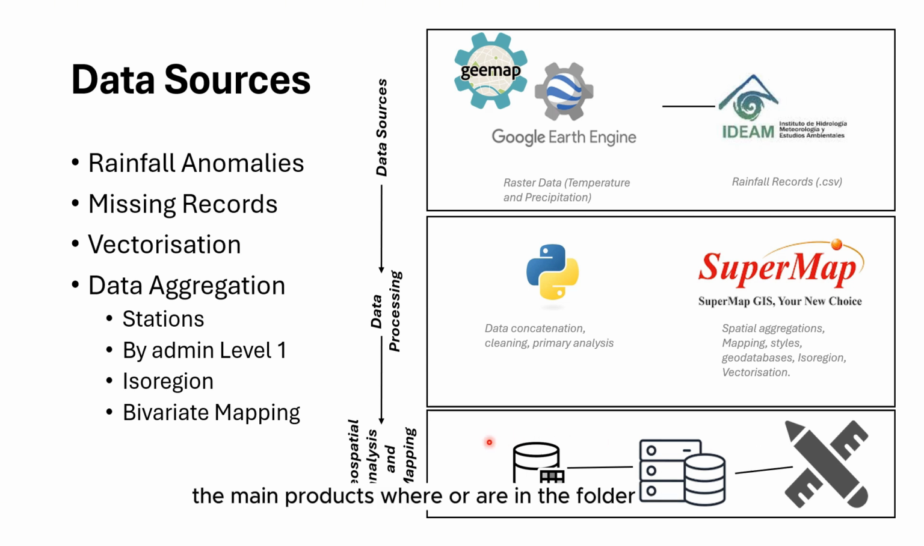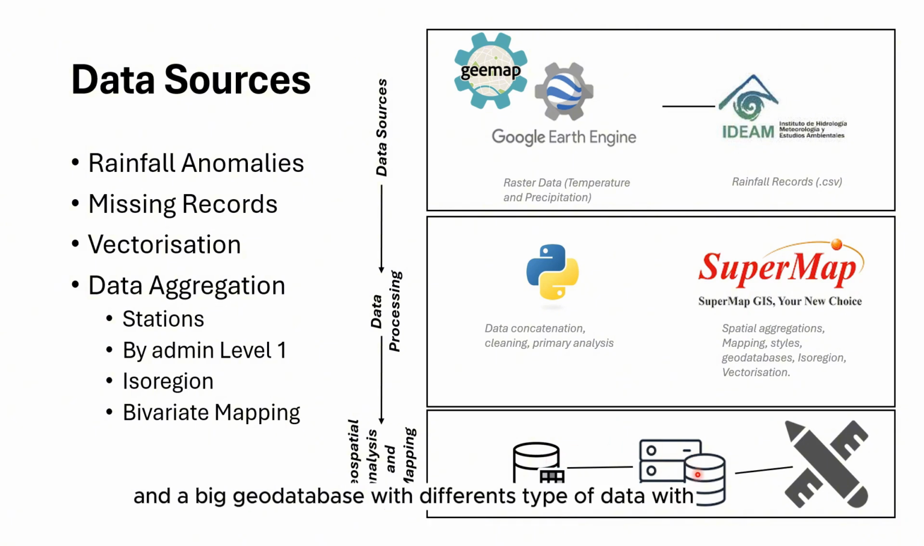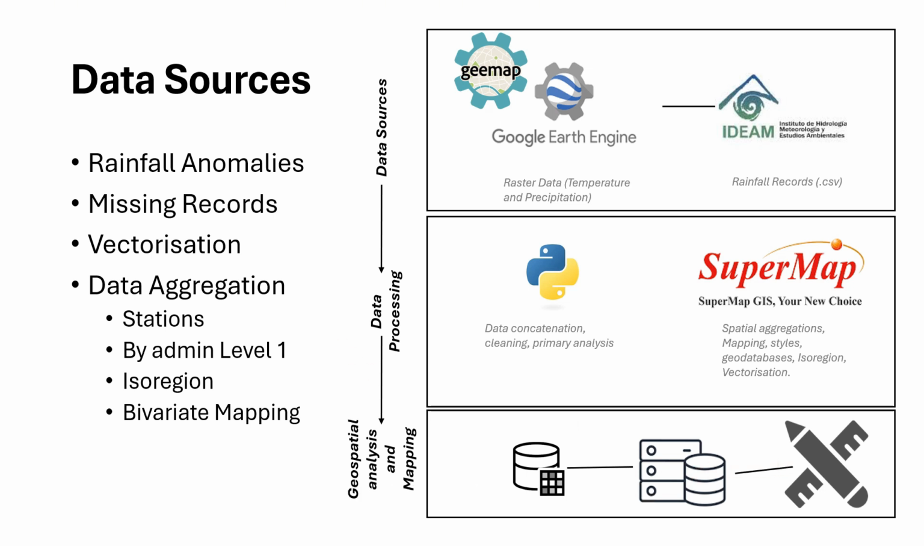The main products are in the project folder. There is a geodatabase with raster data about the precipitation, then a big geodatabase with different types of data: polygons, attribute data, shapefiles, and then the final mapping.